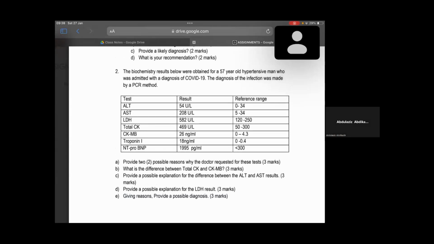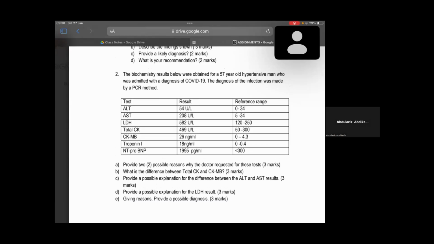So, possible explanation for the LDH marked rise. It's just the same as what I was telling you for the AST. Let's simply put, it's like the one for the AST. This patient is having a cardiac event, so the LDH is also observed to be rising. Just simple as that. There is no big complication.